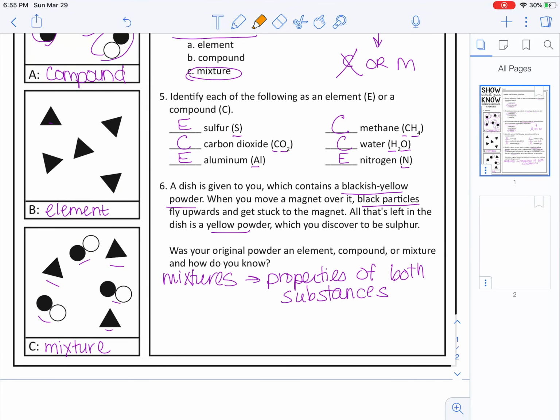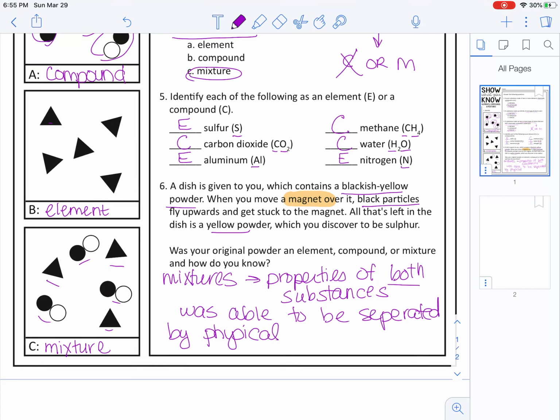So if I was able to separate these using a magnet, that's physical means, not chemical, and so that's more proof that it's a mixture. So the reasons we know it's a mixture is because it has physical properties of both substances, and it was able to be separated by physical means. That means that they were not chemically bonded together, so it was a mixture.